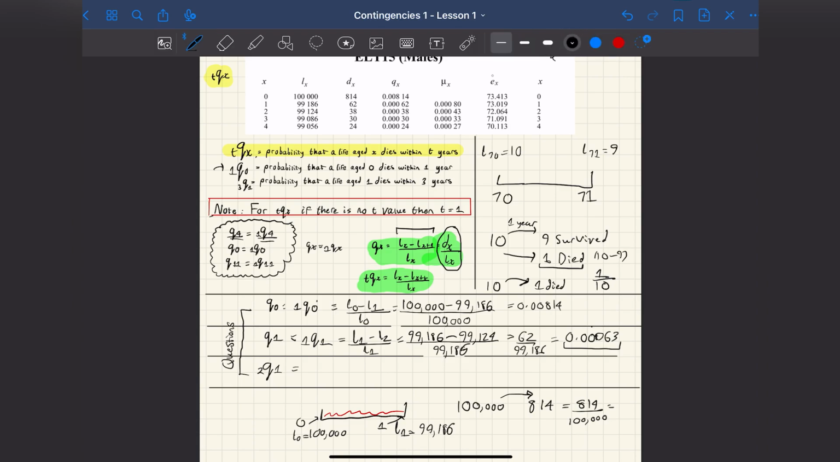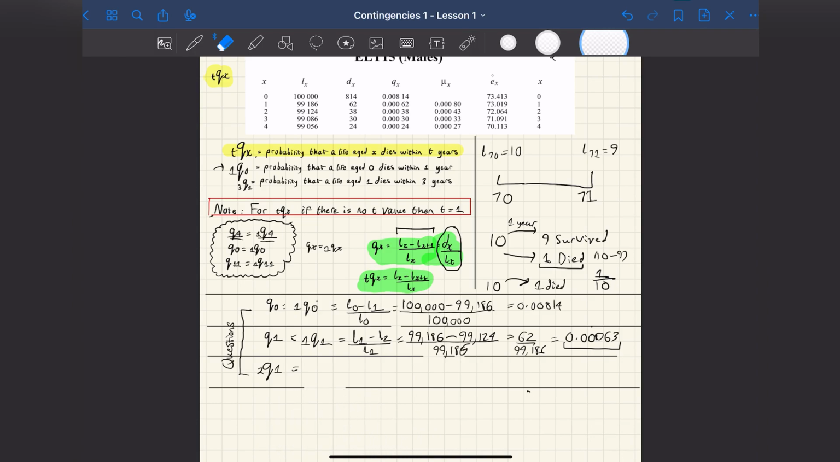So see if you can calculate what 2Q1 is. Pause the video and I'll be going over the answer. I'm just going to draw the timeline out. So 2Q1. We have individuals age 0, 1, 2, 3. L1 is 99,186, and then L3 is 99,086. We're trying to find 2Q1, which is the probability that a life age 1 dies within 2 years. If a life age 1 dies within 2 years, it means they've died before they turned 3. So we're trying to find this red probability here.